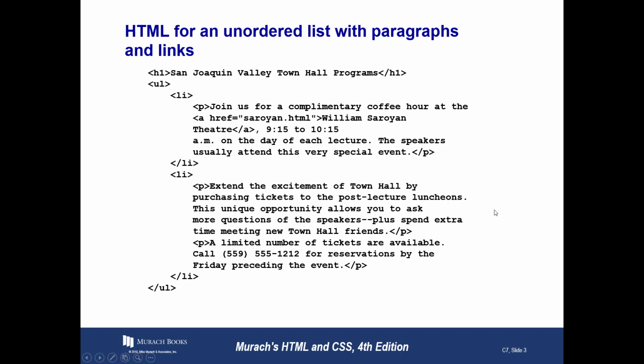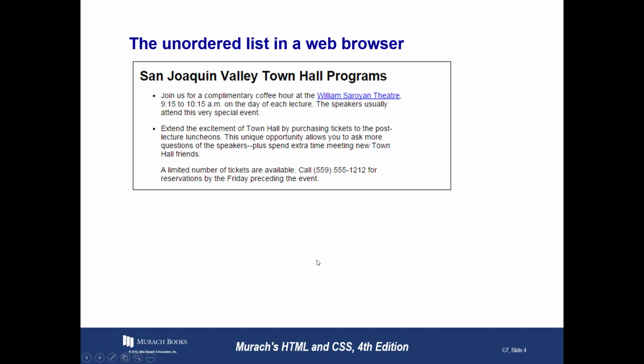Alright, HTML for an unordered list with paragraphs and links. So you'll notice here what we have is an unordered list, a UL, which will naturally come up as filled in black dots. And for the list items, rather than having actual items, which we're probably used to, we instead have paragraphs, which ends up looking like this.